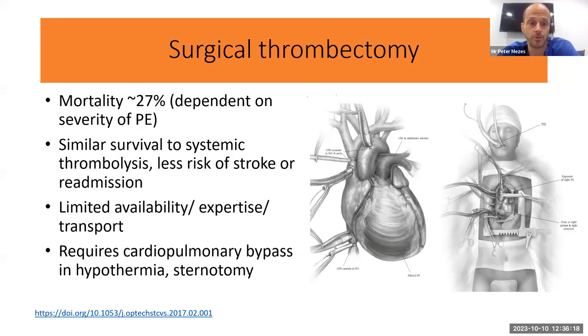So if we are lucky to be in an institution where cardiothoracic surgery is readily available, then we can have surgical thrombectomy, which, at least compared to the systemic thrombolysis, works quite well. It has similar survival and actually less risk of stroke and readmission rate compared to the systemic lysis patients. While obviously these are usually very sick patients, the mortality can reach up to 27% or even beyond if you look at the patients treated in extremis undergoing this procedure.